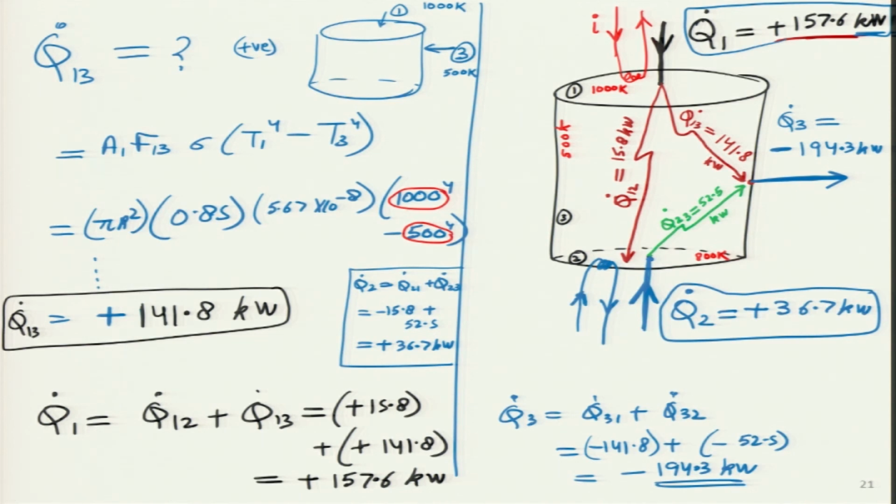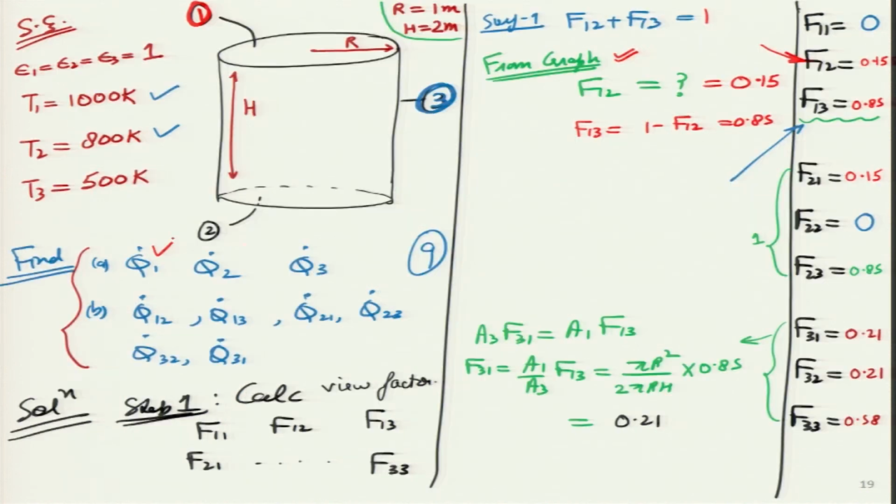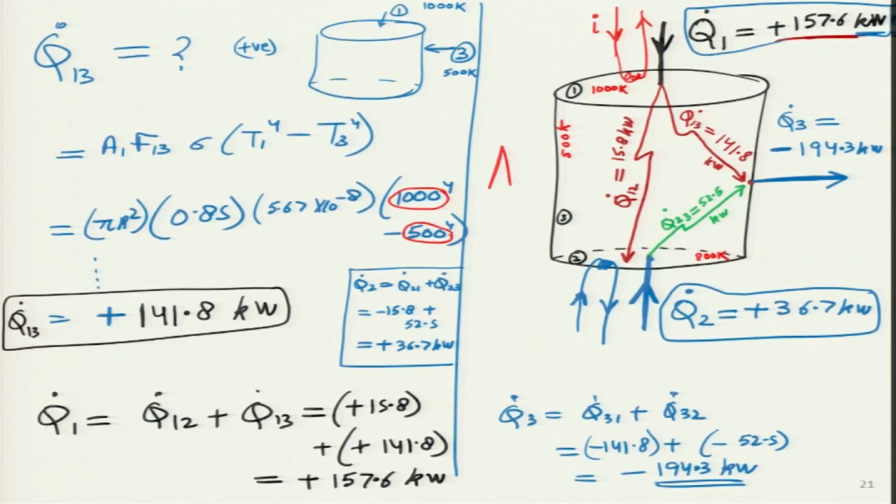Have we solved all the Q dot? Let us go back and put some ticks over here. Now we have solved Q dot 1, 2, 3, 12, 13, 21, 23, 32, 31. It is a mouthful, we are saying so many Q dots. Do not remember any of that, just remember this graph and figure over here.